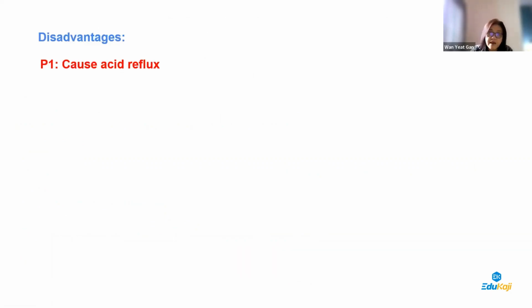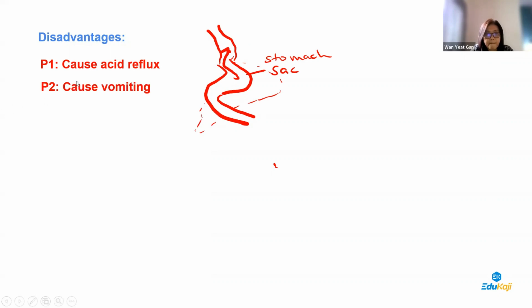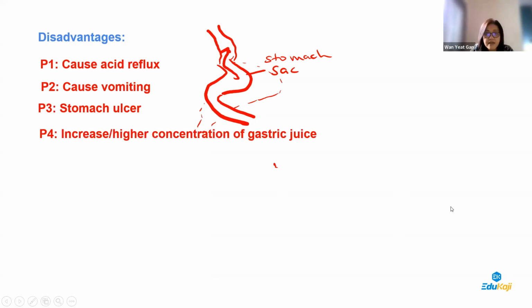It can cause acid reflux because now the stomach is very small and it has bypassed part of the duodenum. So acid reflux means the acid will move upward into the esophagus. So this is the stomach sac that has become smaller. The actual stomach size is much bigger. It may easily cause vomiting. It may cause stomach ulcer, increasing and higher concentration of gastric juice.